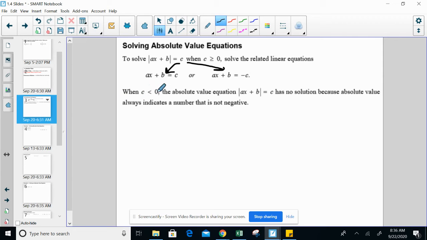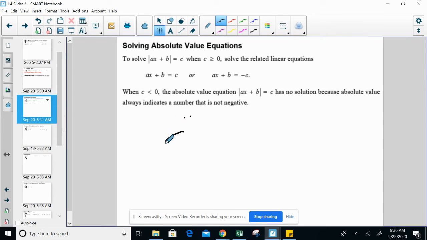It says when c is less than 0, as in if our answer is negative, say it's -1, this would have no solution because an absolute value will always end up being positive. Okay, so let me give you some examples here.